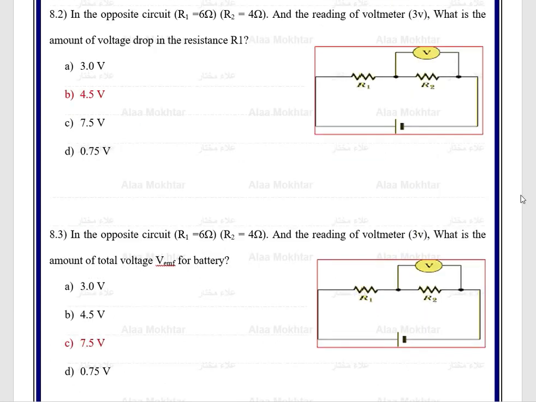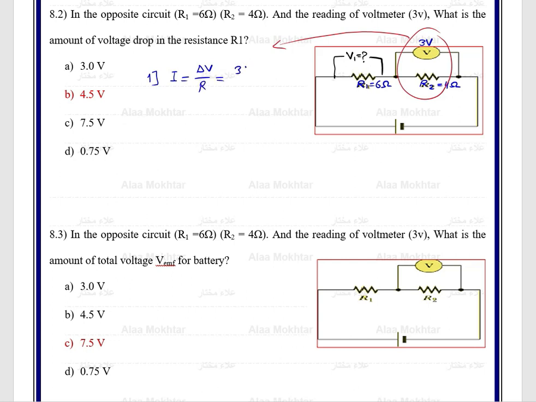8.2. In the opposite circuit, R1 is 6 ohm, R2 is 4 ohm, and the reading of the voltmeter is 3 volts. What is the amount of volt drop across R1? We need to calculate V1. The first step, I can calculate the current passing through this resistor. I equals delta V over R, so it will be 3 volts over 4 ohm. It means 3 over 4 amp.